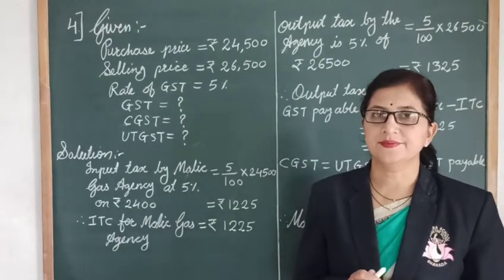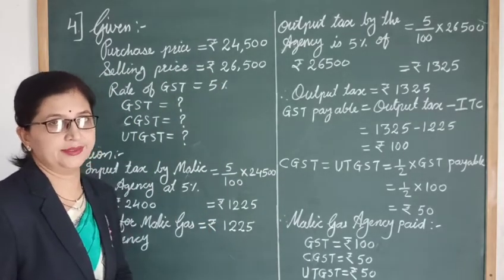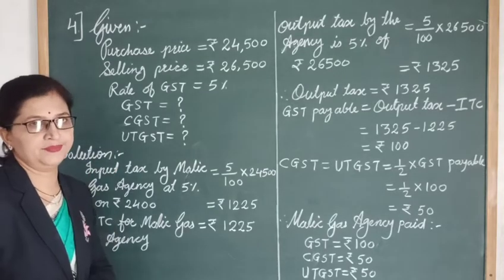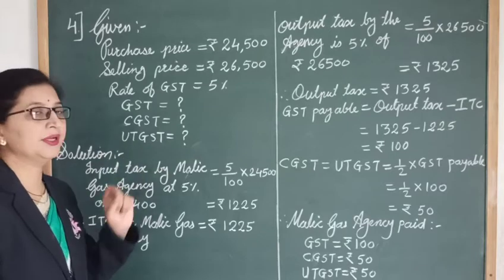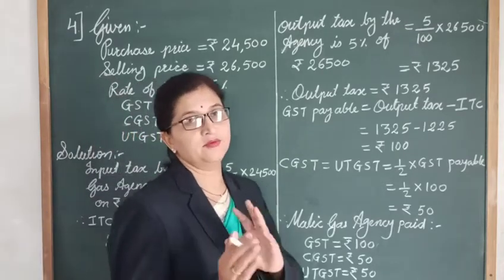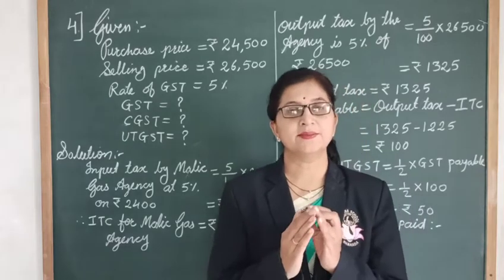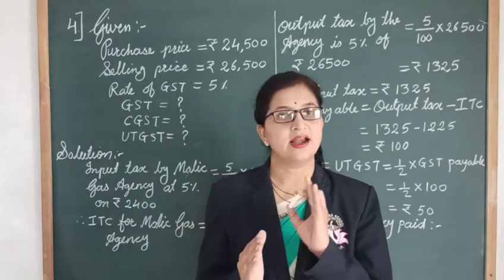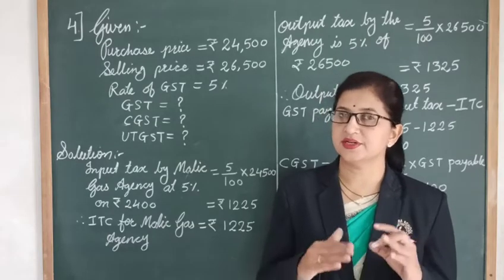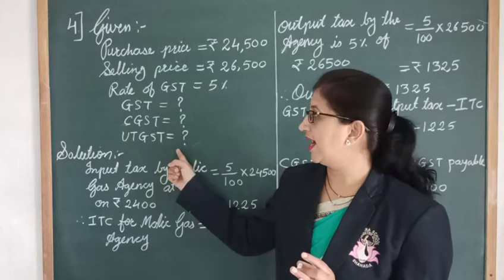So dear student, in this question we are given the purchase price, selling price and rate of GST. Then we have to find out the GST payable, CGST and UTGST. Now here a new word is there, that is UTGST. What is this? So here this gas agency is from Chandigarh, which is a Union Territory. So generally whatever GST is collected by a trader, that gets bifurcated into half into the CGST and half into the SGST, that is state government, right? So here, as there is no state government, instead of SGST, there will be the UTGST, that is Union Territory Goods and Service Tax.